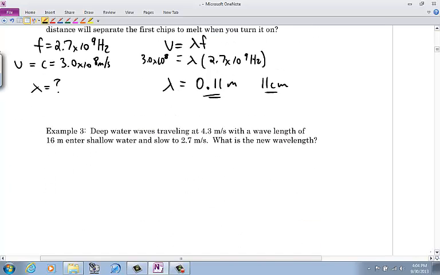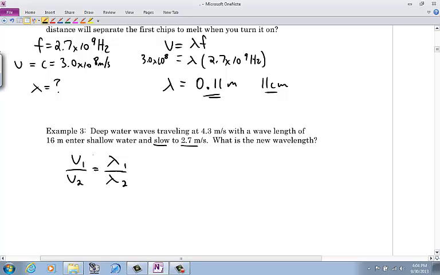Last one: deep water waves traveling at 4.3 meters per second with a wavelength of 16 meters enter shallow water and slow down to 2.7 meters per second. What is their new wavelength? So this is our wave speed equation. The velocity in the first medium over the velocity in the second is equal to the wavelength in the first over the wavelength in the second. So stay consistent with the different substances that you're working in.